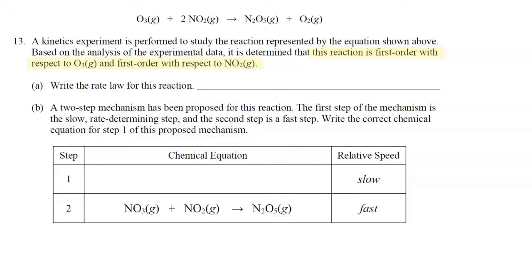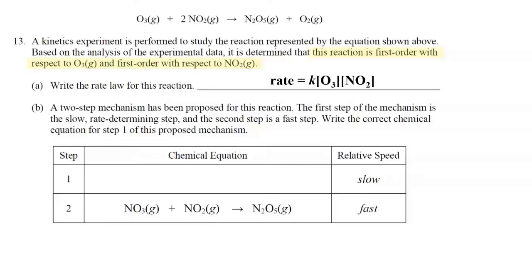So in part A, to write the rate law, all we have to do is understand what that means in terms of first order. That means it would be rate equals K times the concentration of O3 to the first power times the concentration of NO2 to the first power. So we did not analyze a mechanism, we just simply got the experimental data and went straight to the rate law.